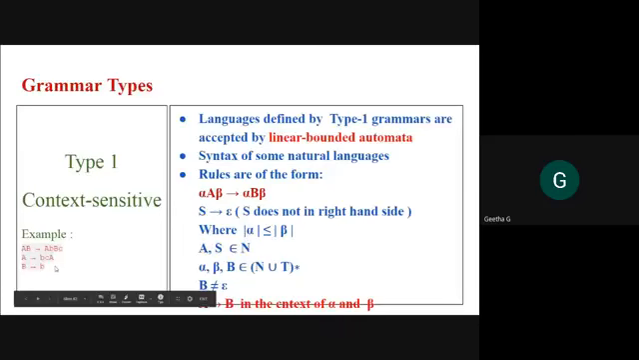Context sensitive is not part of your curriculum, because the language is accepted by a linear bounded automata, right? So context sensitive languages are generated by context sensitive grammar, and the automata machine for context sensitive languages is the linear bounded automaton.